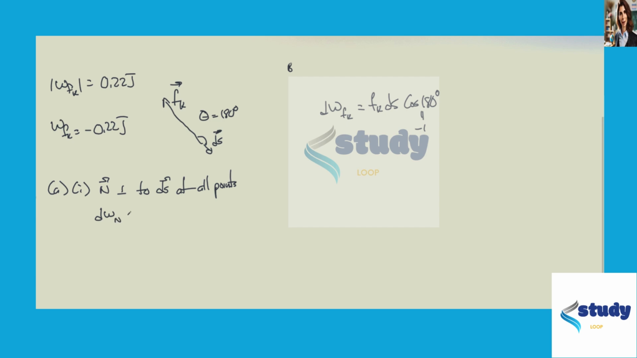So dWn equals N ds cosine 90 degrees, but cosine 90 degrees is 0. So when we look at every single point, add up every point, that's what integration would be for. You'd have an infinite collection of zeros added together. Well, what's that? 0. So Wn is 0 joules. So that's the work done by the normal force, 0.